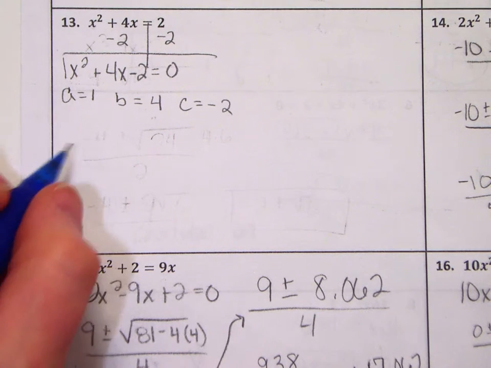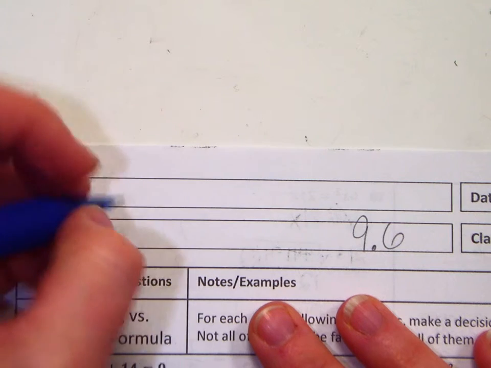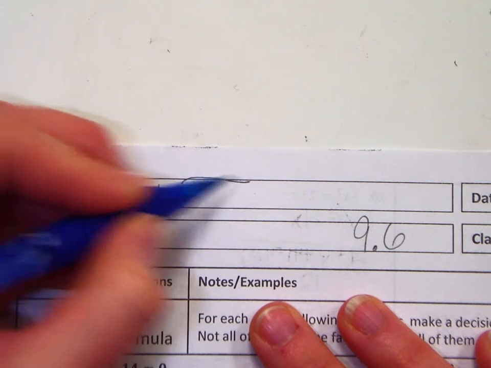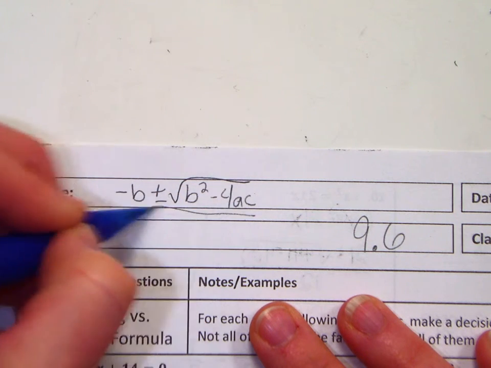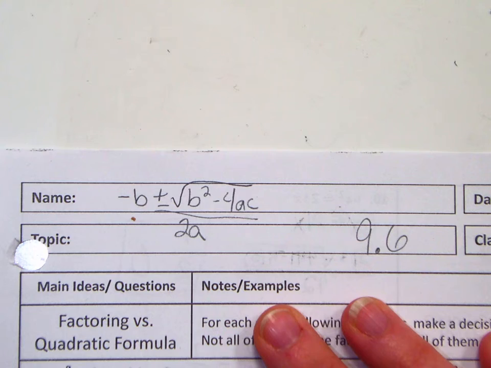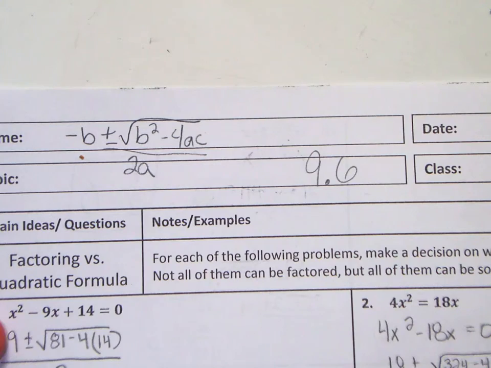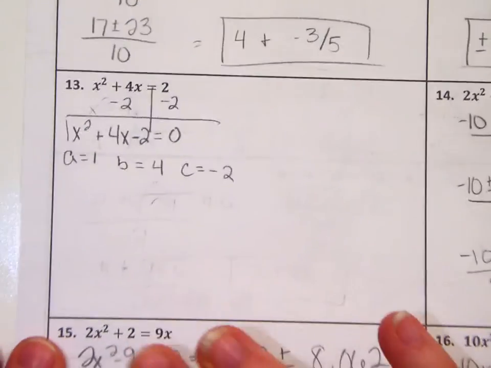The next thing we have to do is opposite. They have this whole long formula. I'll put it up here. The whole long formula is opposite b plus or minus the square root of b squared minus 4ac all over 2a. And they have this in a previous day's notes from yesterday. So if they're looking for that formula, they just have to flip back to yesterday's notes. Now we're going to fill that formula in.